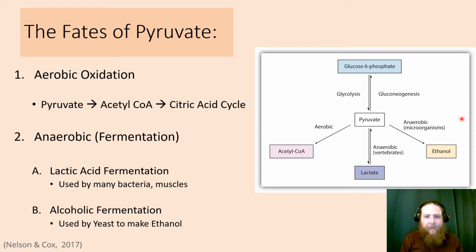Now, there's another fate here, because we've gone through glycolysis. We've taken this G6P, and we've taken it through glycolysis to pyruvate. And there's this process here that's going backwards called gluconeogenesis. And that's what we're going to jump into next.